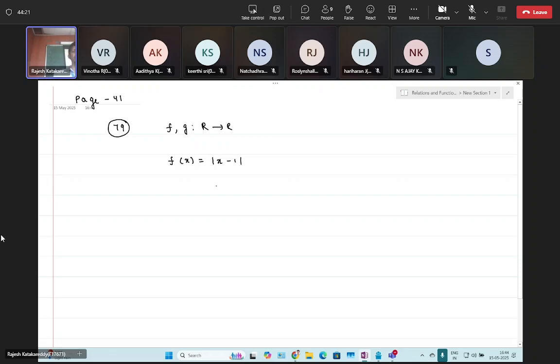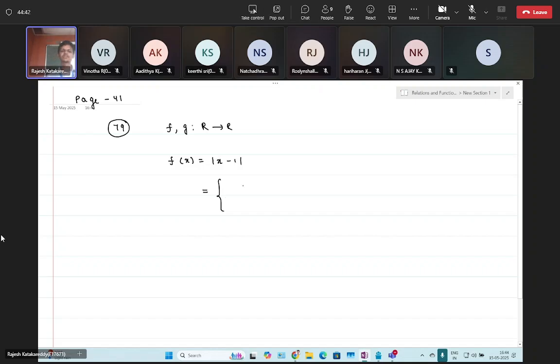Breaking the modulus should be your bread and butter. Maybe the first one I am doing here: always take the inside one and equate to 0. At that point I need to break. If I take the inside one and equate to 0, I have only one root. That means only two cases. If I have two roots, I'll be having three cases.